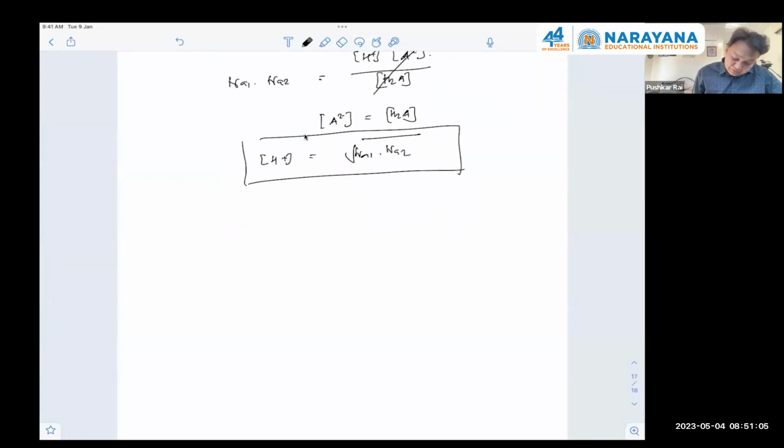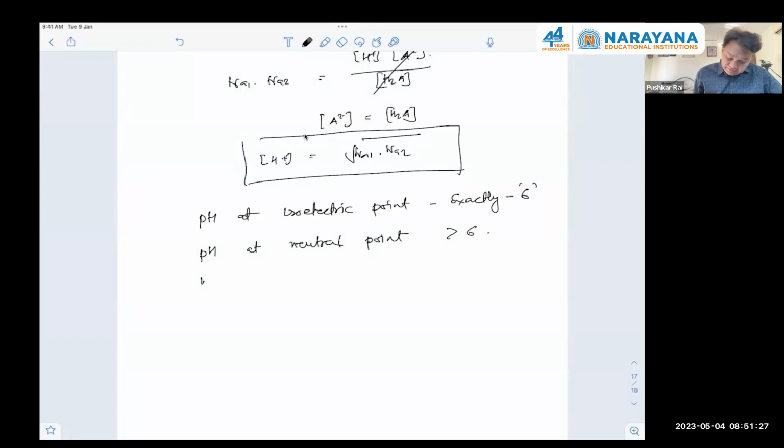And now you come to know about it. The pH at the isoelectric point is exactly 6. And the pH at the neutral point is greater than 6. We need to add H plus ion to get to the isoelectric point. So that was the conclusion of this problem.